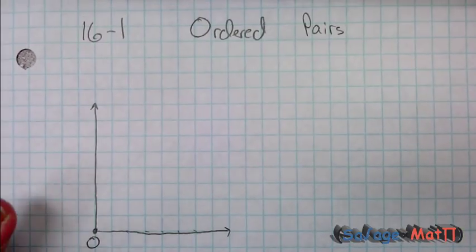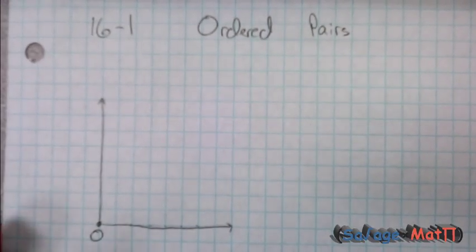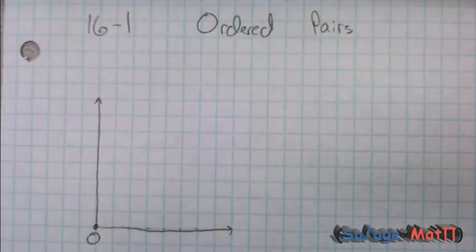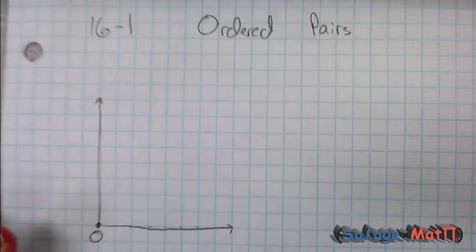The reason I'm making an arrow is because this graph is infinite. This number line keeps going forever and ever and ever. One way we represent that in math is with a line with an arrow. That means it just keeps going into infinity.